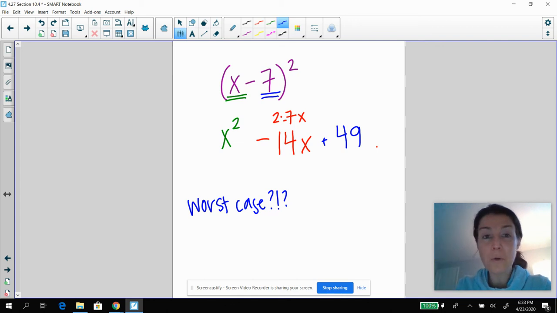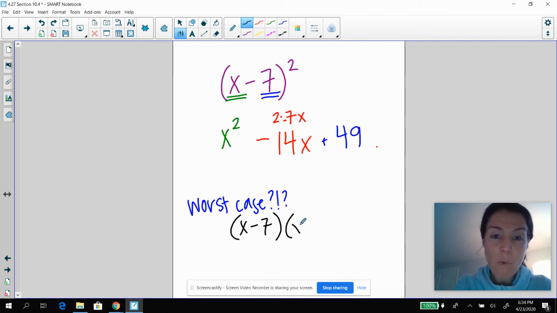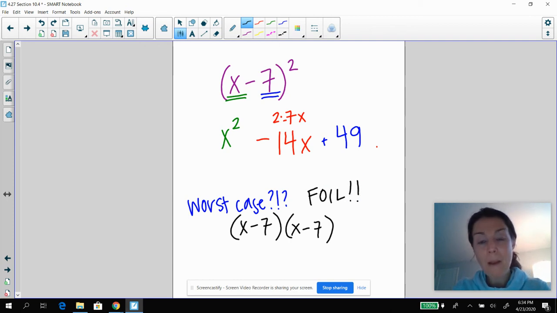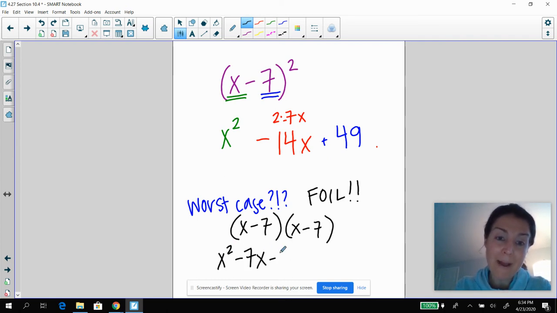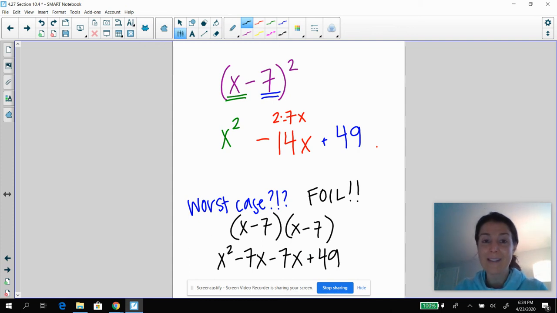Now, worst case scenario, don't fret. If you're looking at this and you think it's something special, but you're not sure, don't worry. Write it twice and FOIL that out. FOIL always saves the day. And I promise if you FOIL it out, you're going to wind up getting the exact same thing. So I got x squared minus 7x minus another 7x and then plus 49. And if you simplify that, you wind up getting the exact same thing.